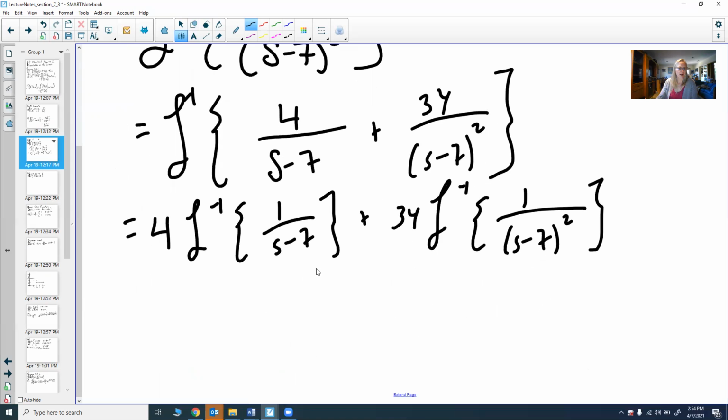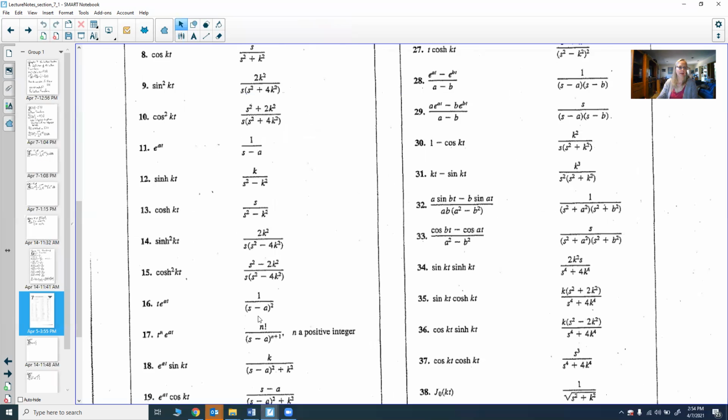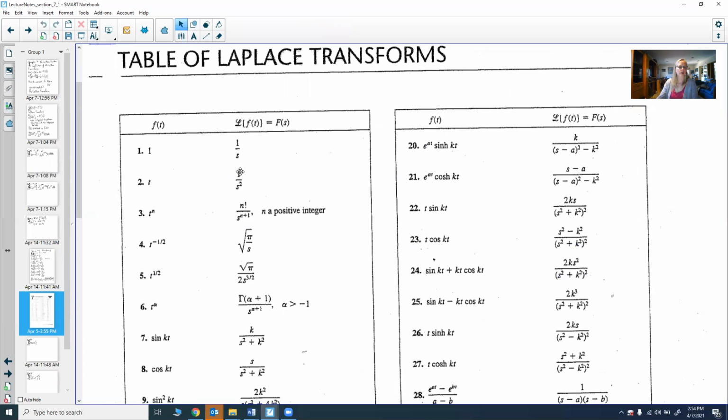And so again, we want to undo this. Anytime you have an s minus something in the bottom, instead of just an s, you've got an s plus or minus something, you know that you're going to have that e power in there. So 1 over s is what we want to look for on our table.